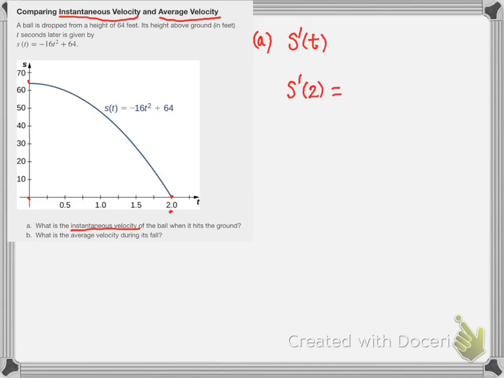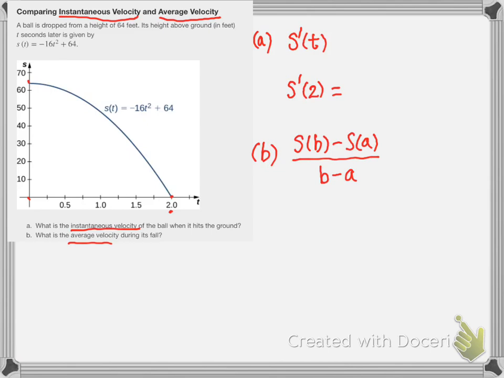And for part B, what is the average velocity? And average velocity really means s of b subtract s of a divided by b minus a. And our interval ab is 0 to 2. So this is how we solve the problem.